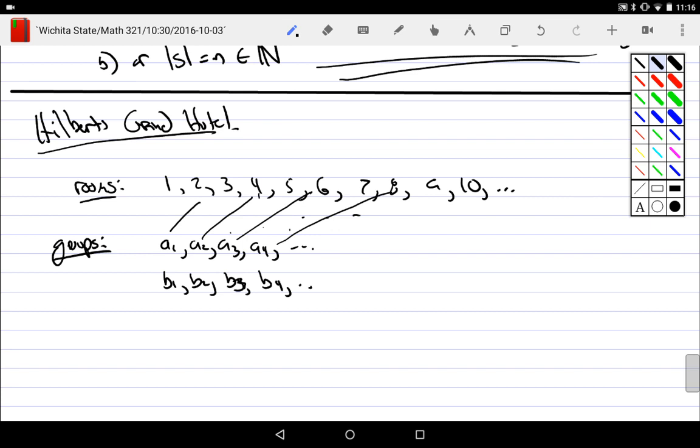Then what do I say? Dear betas, take your name, multiply it by 2, and subtract 1, go to that room. Where do they all go? Go to the 1, go to 3, go to 5, go to 7. Does everybody get a room? Yes.